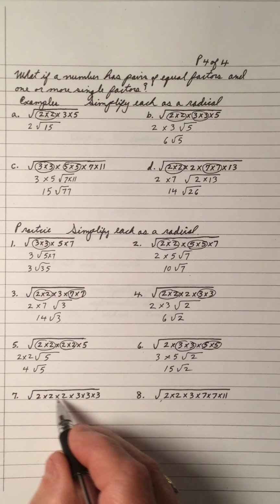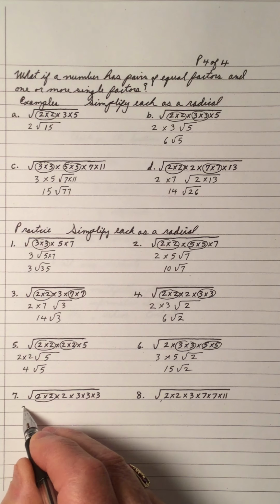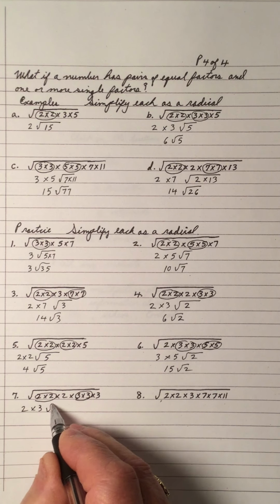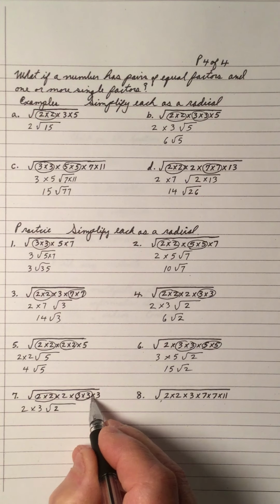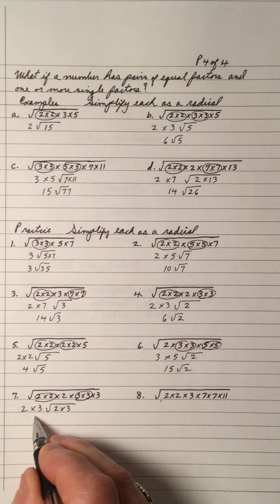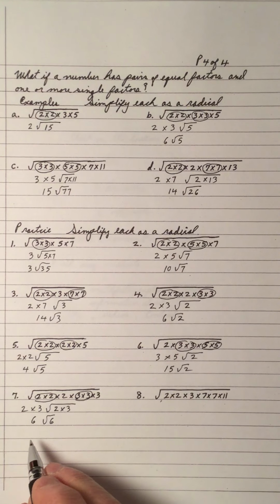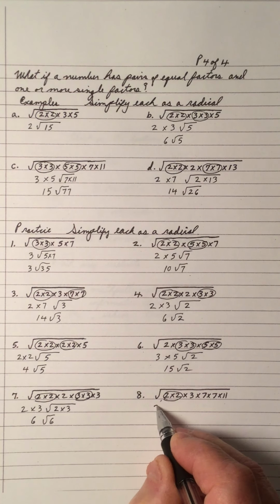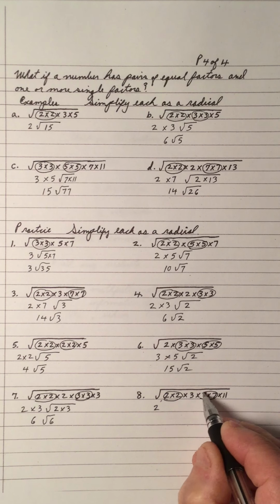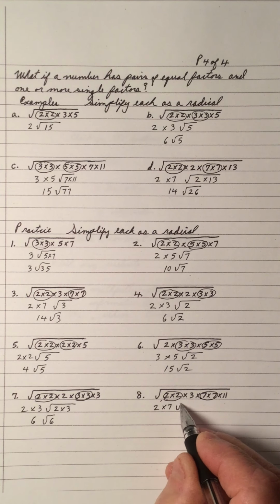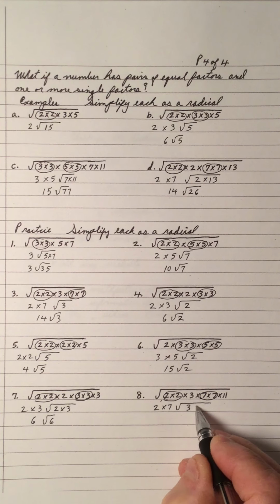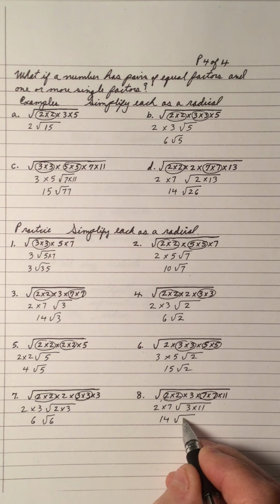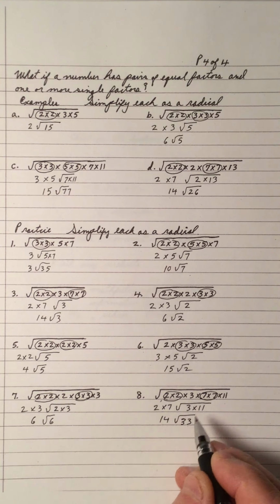Number 7, I have 2 2s, so I'll take the 2 out. I have 2 3s, so I'll take the 3 out. And what's left? I have a 2 left and a 3 left. So that's 6 root 6. And number 8, I have 2 2s, so I take a 2 out. I have 2 7s, so I take a 7 out. And the rest, I got 1 3 and 1 11. So 2 times 7 is 14 and 3 times 11 is 33.